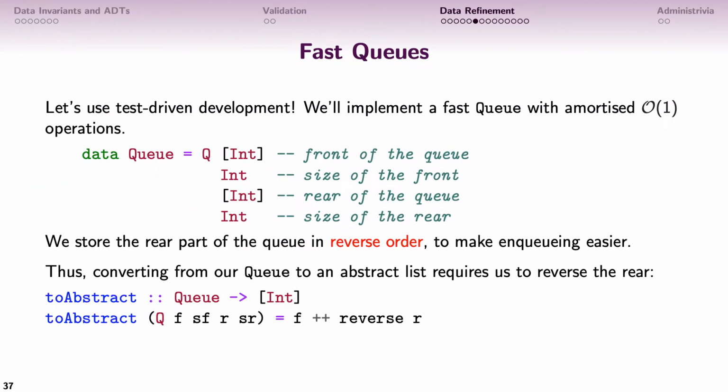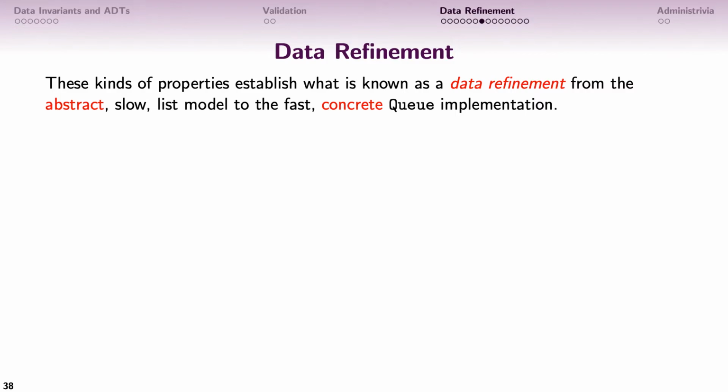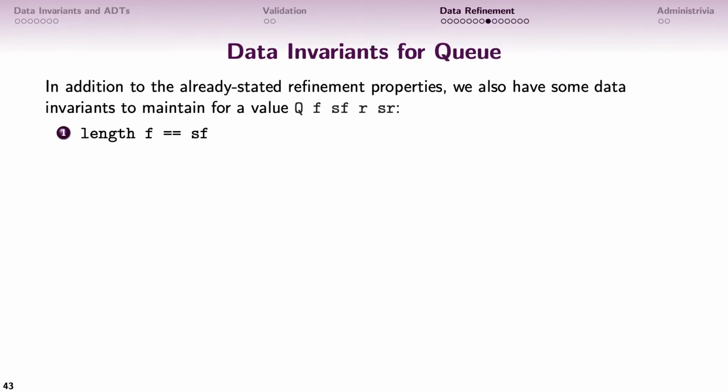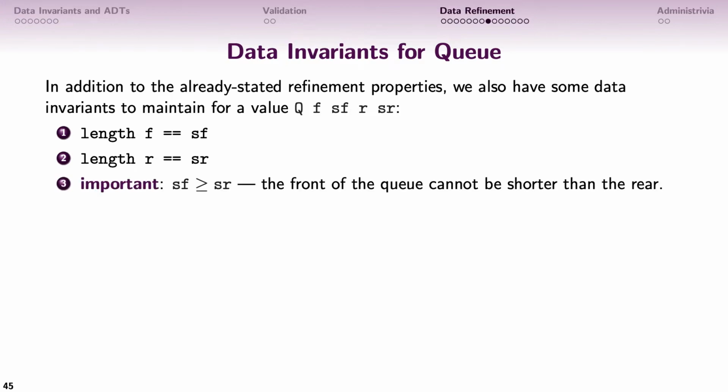So hold on, I'll come back to this slide. So we need the data invariants. Firstly, the obvious ones are that the size of the front variable, the size of the front integer, should be equal to the length of the front list, and similarly for the rear. And also, we're going to have a third data invariant, which says that the size of the front is always greater than or equal to the size of the rear.